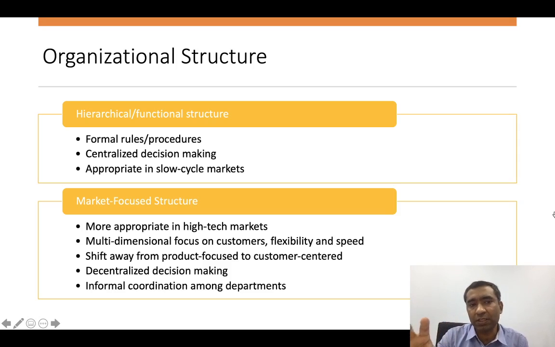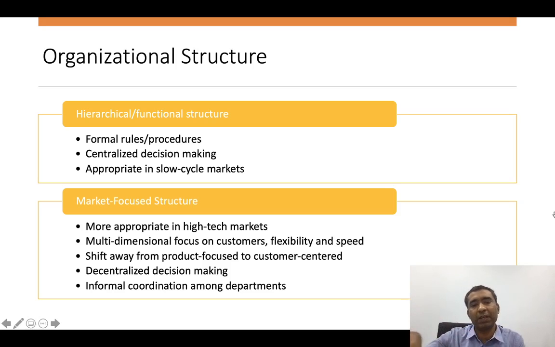So in functional structure, mostly they are product focused, on what they manufacture, but the market focused structure is more toward the customer needs, demands, and all which develop from the market. And they have a decentralized decision making process.